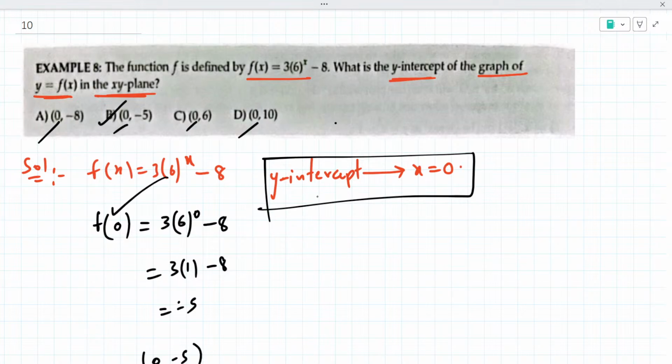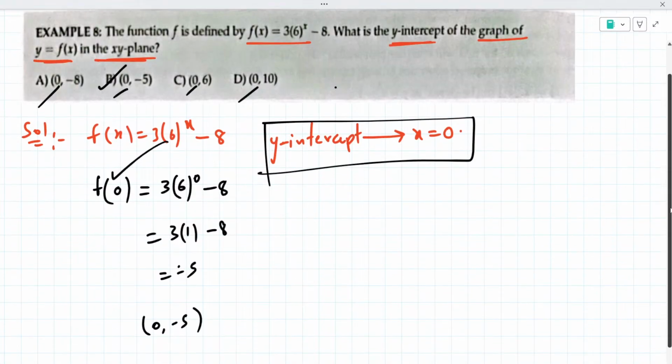Yes. Hope you understood the y-intercept and how to solve for it.